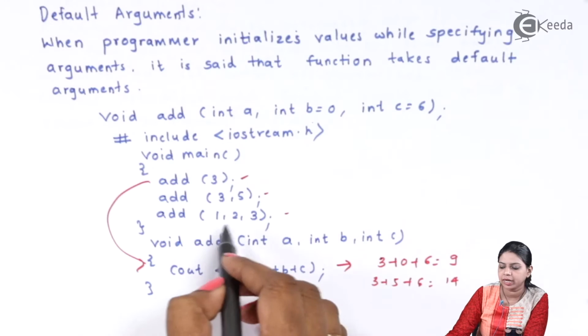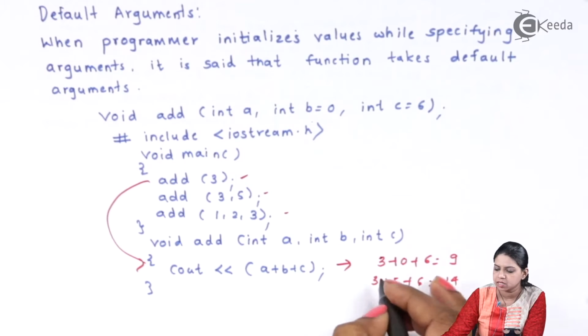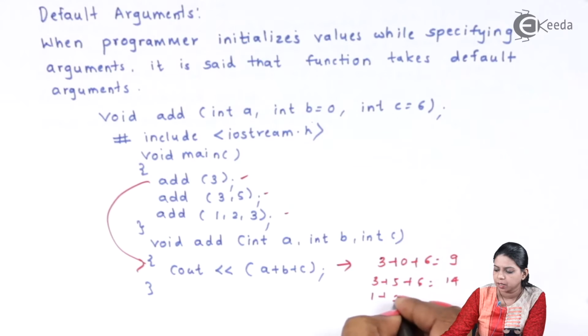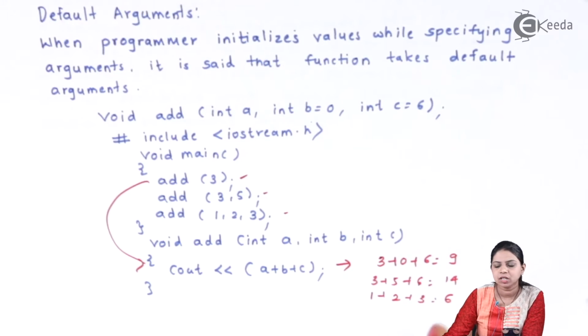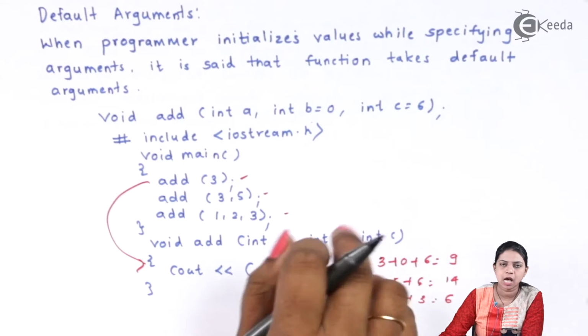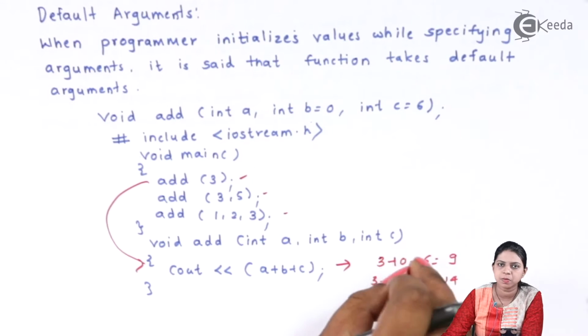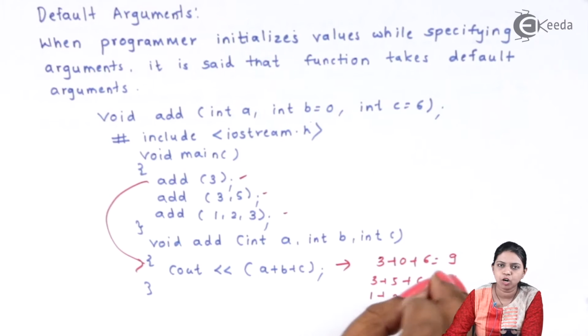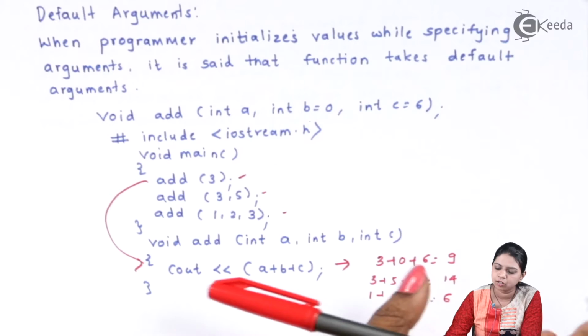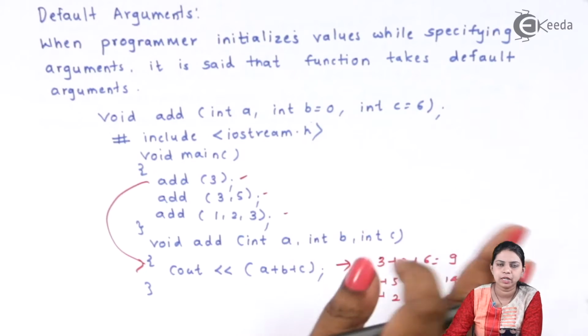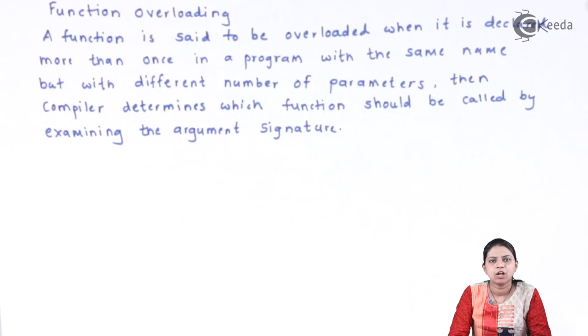Again, when I call add the third time, now all my 3 values are given. So in this case, it won't take the default values, and my answer is going to be 1 plus 2 plus 3, so it is going to be 6. So whenever the values of arguments are not passed or not specified, at that time we take default arguments, or default values. So that is basically the use of default arguments.